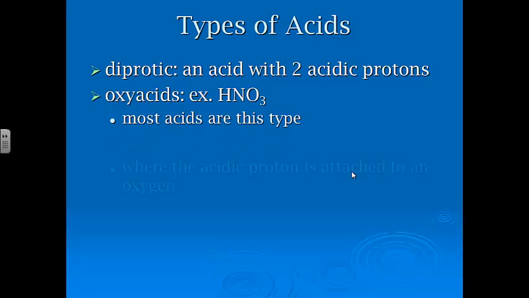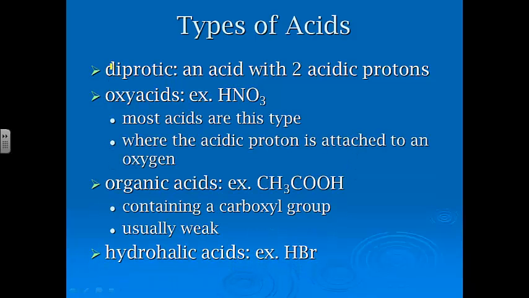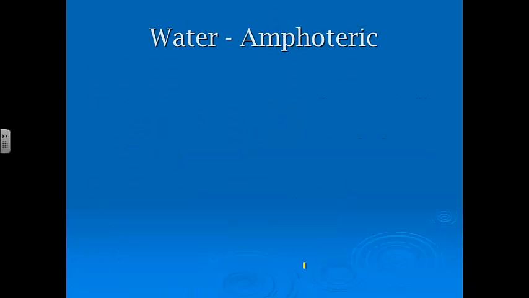Okay. All right, types of acids, these are just some terms that we should be somewhat familiar with. Mostly diprotic has 2 acid protons. Oxyacids have oxygen in them. Organics typically contain a carboxyl group. And what we call hydrohalic, halic just refers to the halogens. Okay, all of our monatomic ones.